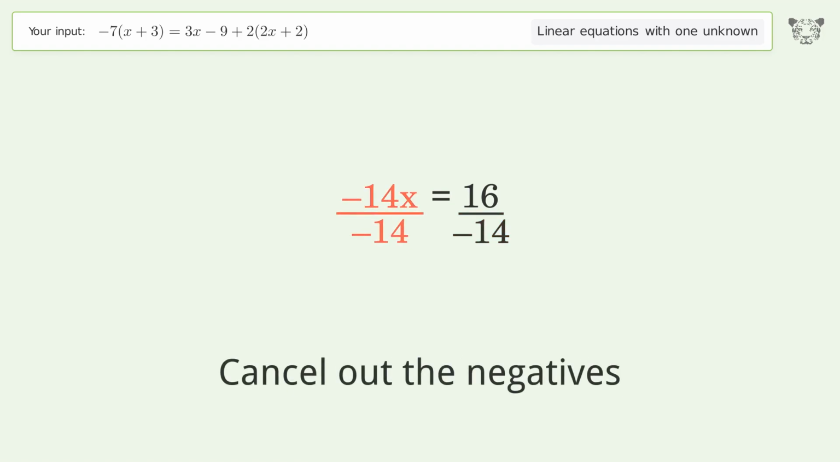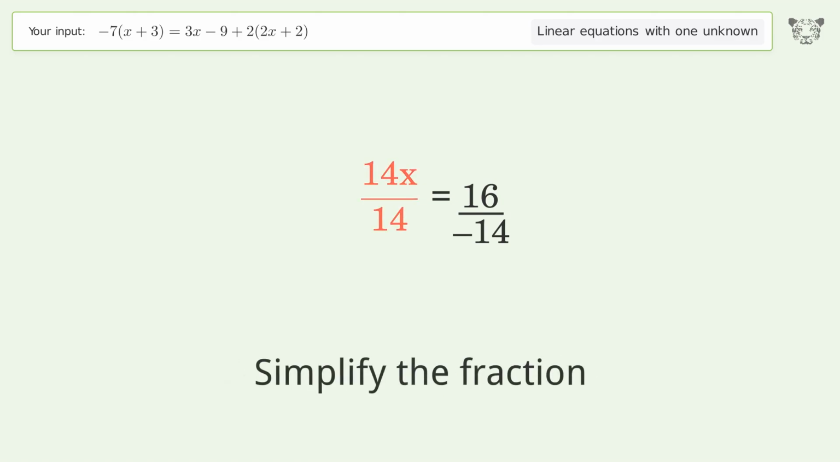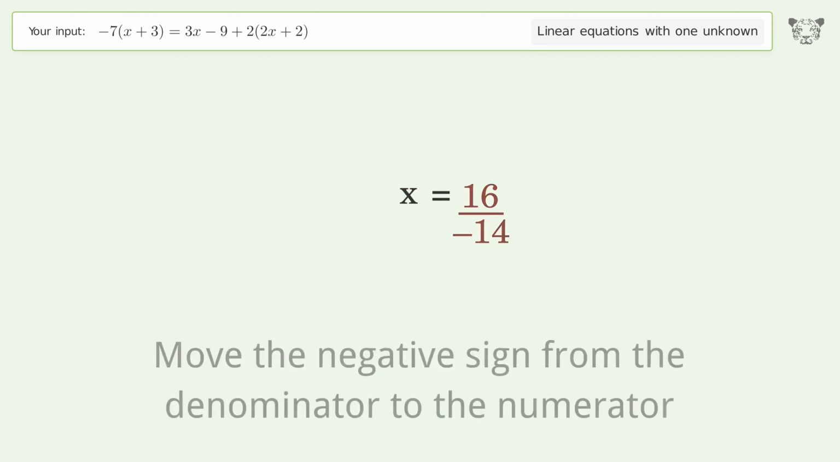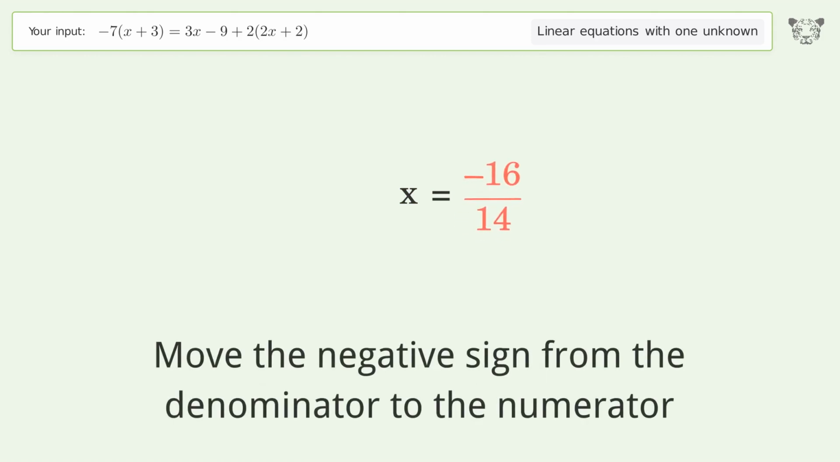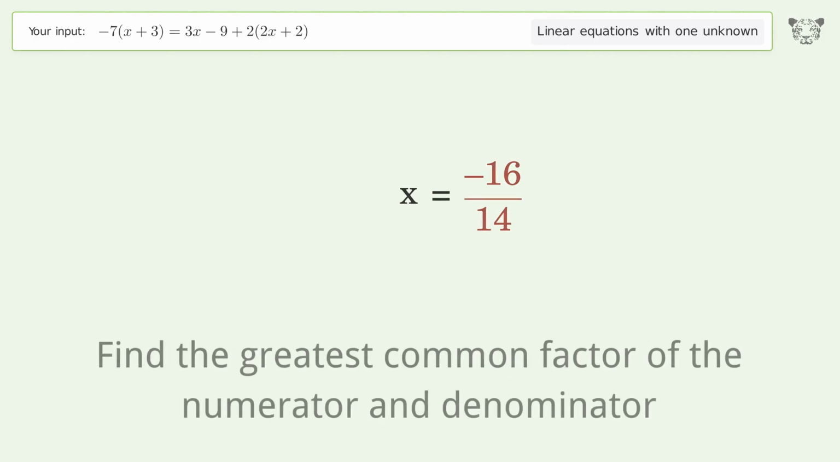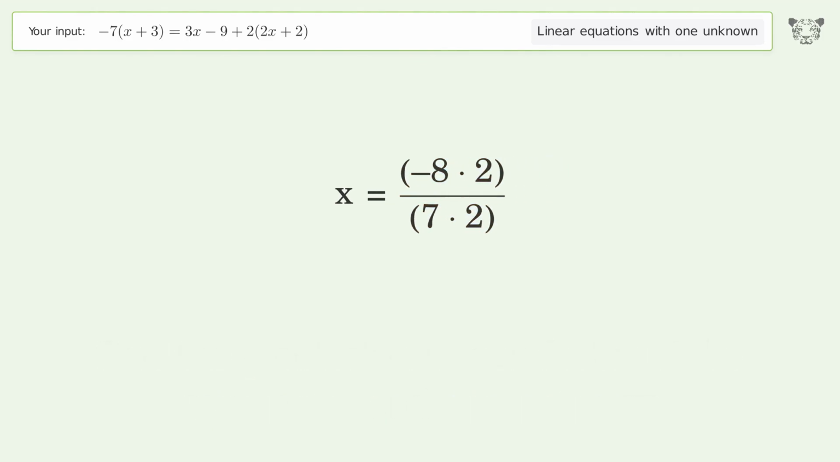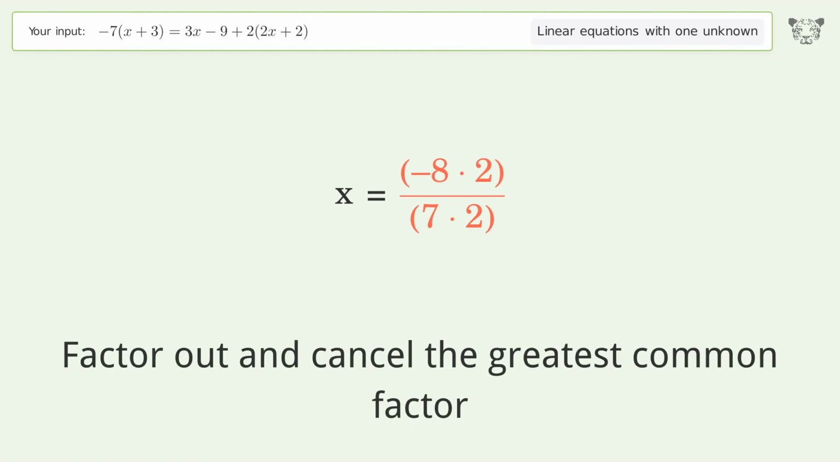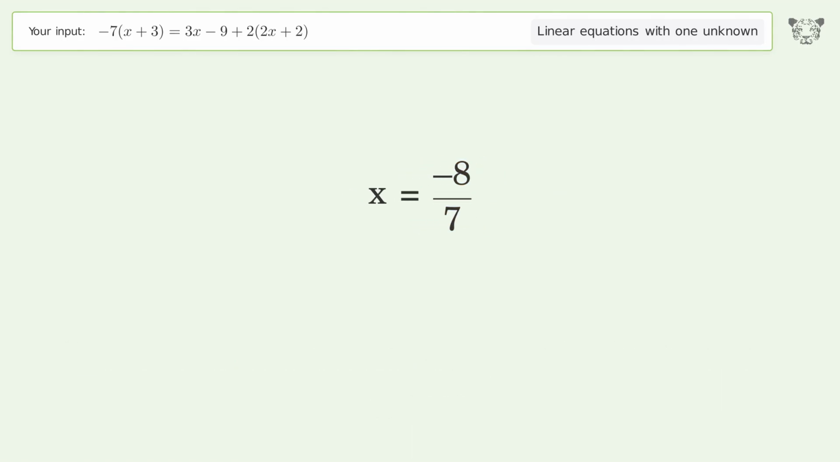Cancel out the negatives. Simplify the fraction. Move the negative sign from the denominator to the numerator. Find the greatest common factor of the numerator and denominator. Factor out and cancel the greatest common factor. And so the final result is x equals -8/7.